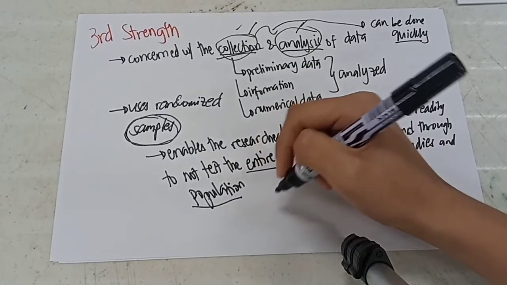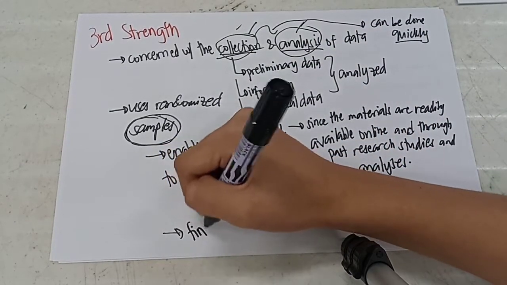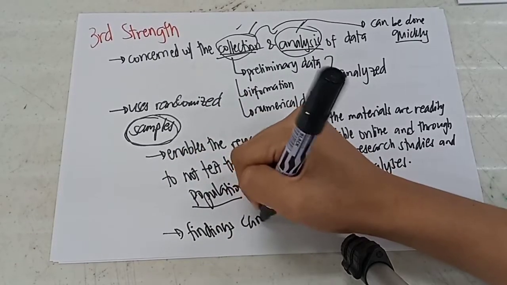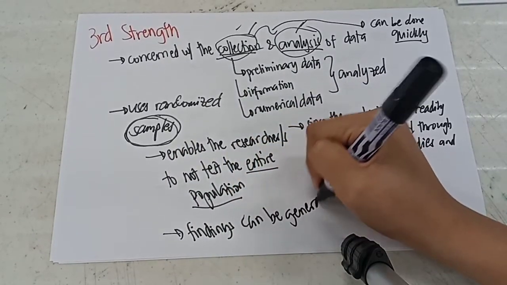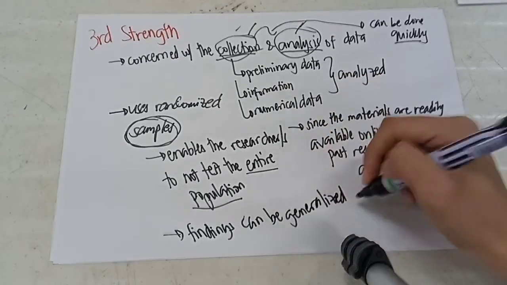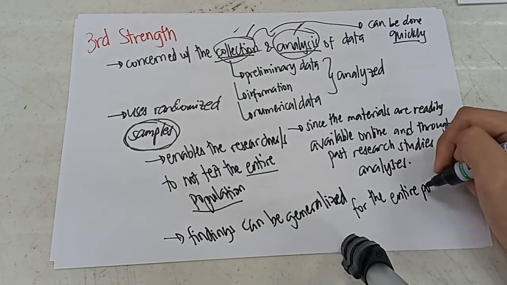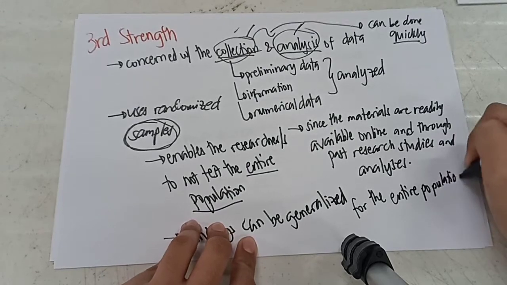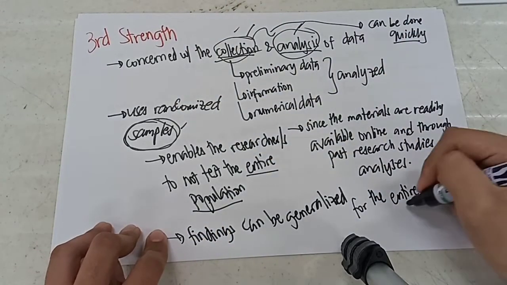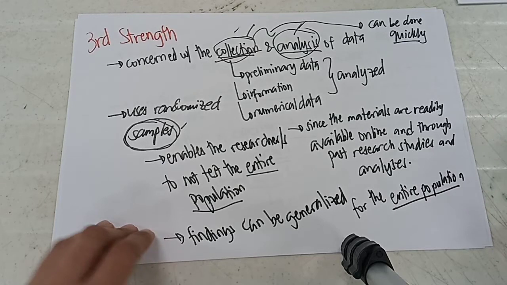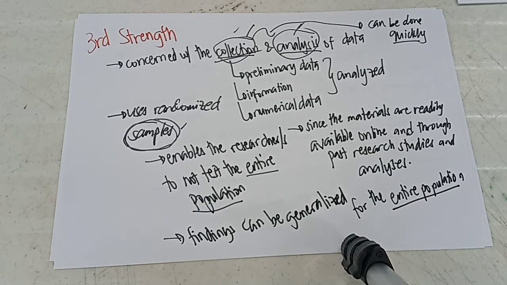And the findings can be generalized for the entire population. So meaning to say the results gathered by using only the samples can also apply to the entire population. Okay? So that is the main essence of the third advantage, or the third strength of quantitative research. Now, let us proceed to the fourth and last strength of quantitative research.